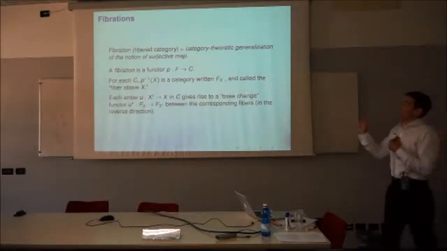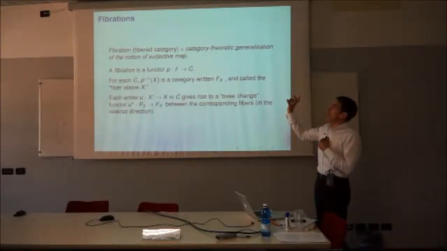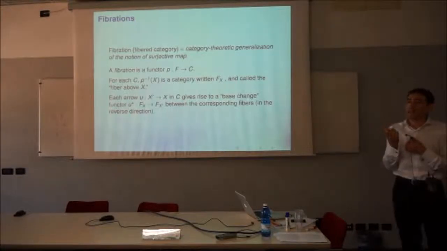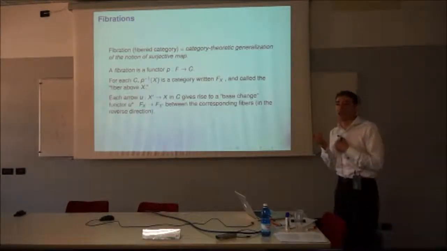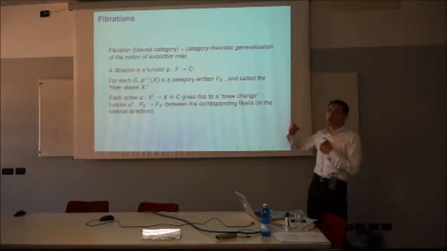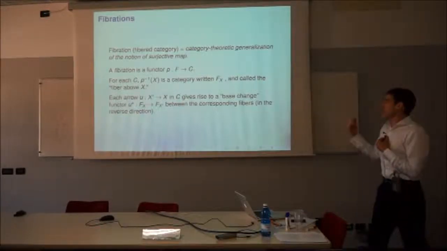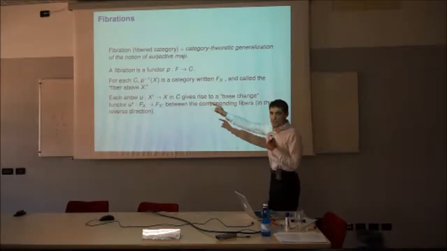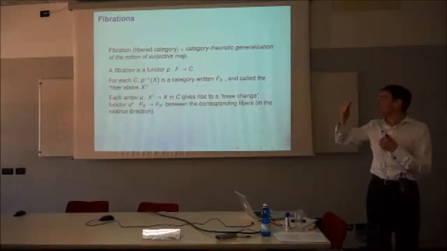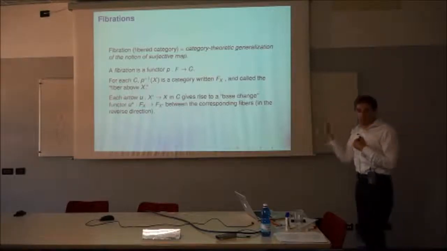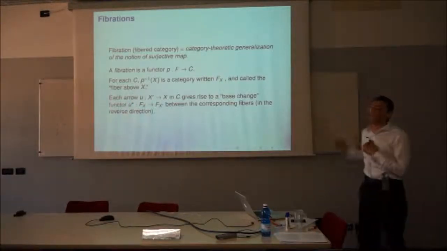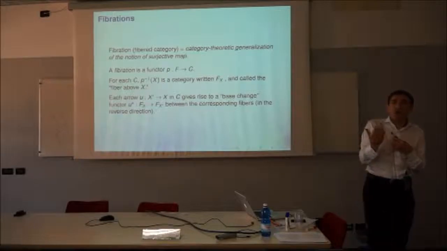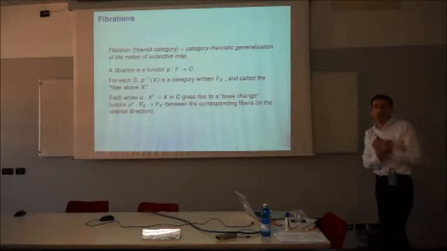So a fibration is a functor P from one category F to another category C, okay? And the idea is that it's a functor that is a generalization of the notion of surjective map in set theory. So it's a kind of surjective functor. And if you take an object X of C, the pre-image of X, P minus 1 of X, is a category written F sub X and called the fiber above X. So it's just the category theoretic version of the set theoretic notion of pre-image. That's all.